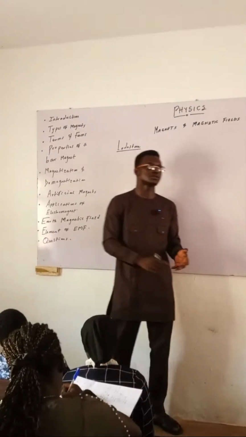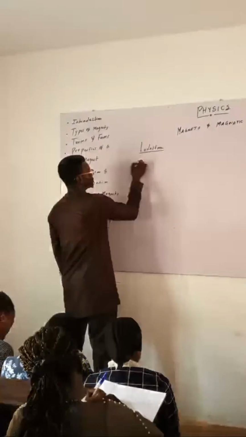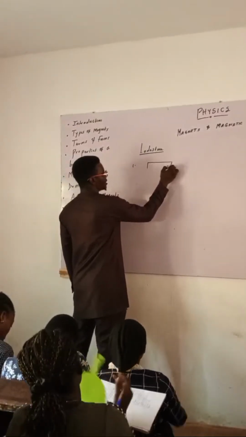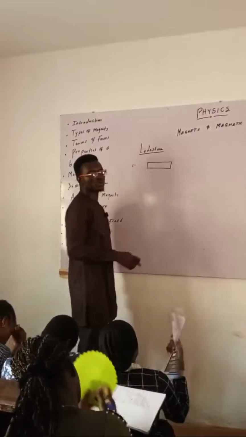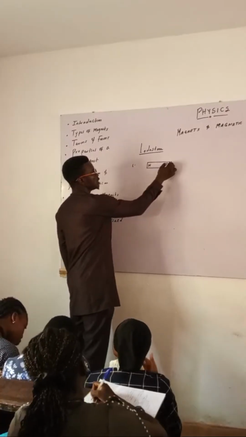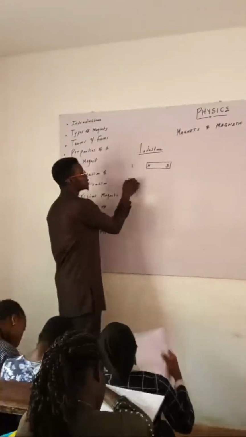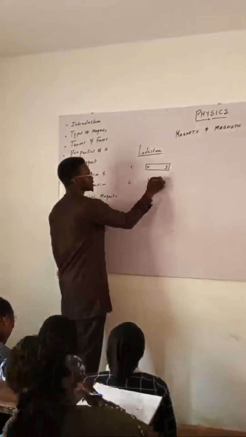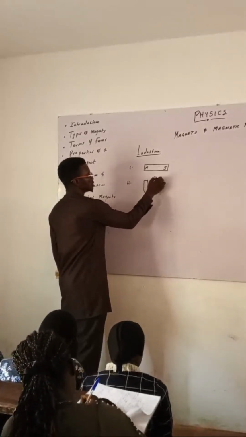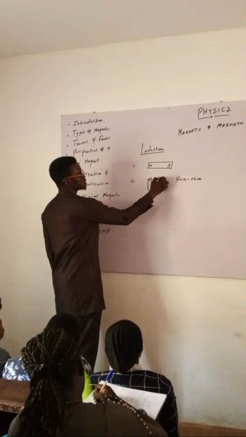Forms of magnets. 1, bar magnets. So this is a bar magnet. It looks like a bar. It's the one we'll be using majorly. We'll use others too. It has North Pole and it has South Pole. So this is called a bar magnet. Number 2, horseshoe magnet. Horseshoe, from the word horse. North, south.